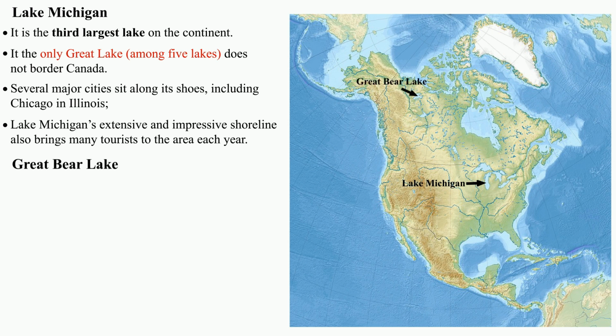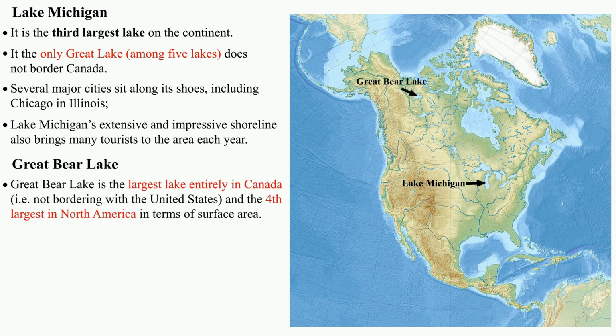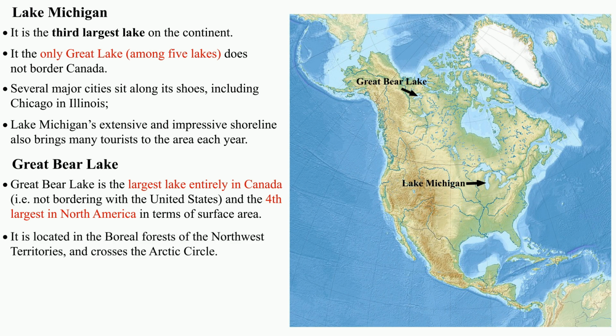Now, Great Bear Lake. Great Bear Lake is the largest lake entirely in Canada. Okay, so it does not border any country or any state. So Great Bear Lake is the largest lake entirely in Canada and the 4th largest in North America in terms of surface area. It is located in the boreal forest of the Northwest Territories and crosses the Arctic Circle.